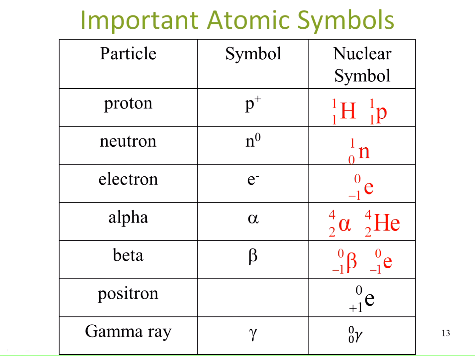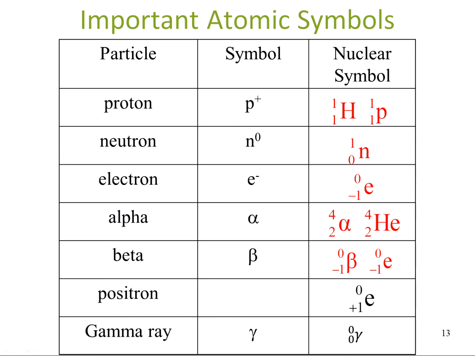And an alpha particle, so we use the alpha symbol. If we're using the nuclear symbol, an alpha particle is a helium nucleus. So there are 2 protons in the nucleus, and there are also 2 neutrons. So 2 neutrons plus 2 protons equal 4. A beta particle we represent with a beta symbol here. A beta is an electron ejected from the nucleus. We'll see this when we have beta decay, when a neutron becomes a proton.